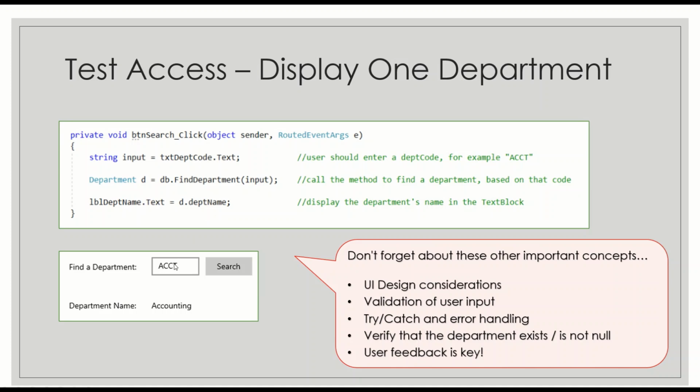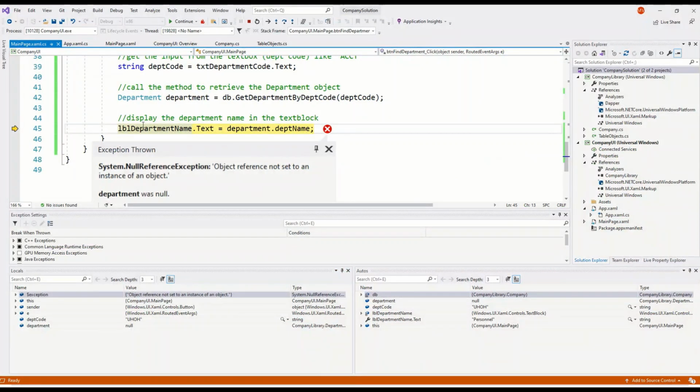Just stop it here. So another thing, try, catch, and error handling. That really could have helped me in this situation. I could do a quick little if statement that says if department is null, we're going to display an error message. Now we can also implement try, catch if the database method itself throws an error.